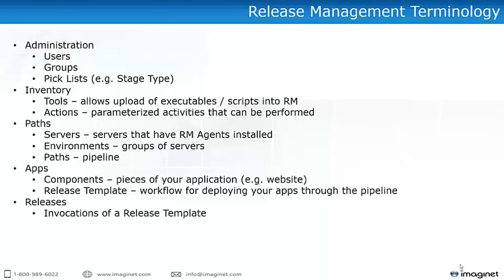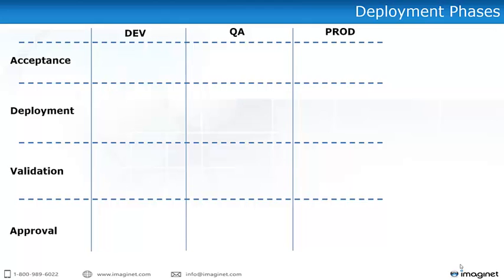And finally, under Releases, you'll see any invocations of a release template. Let's quickly look at the deployment phases. There are 4 deployment phases for each deployment stage. The phases are acceptance, deployment, validation, and approval.